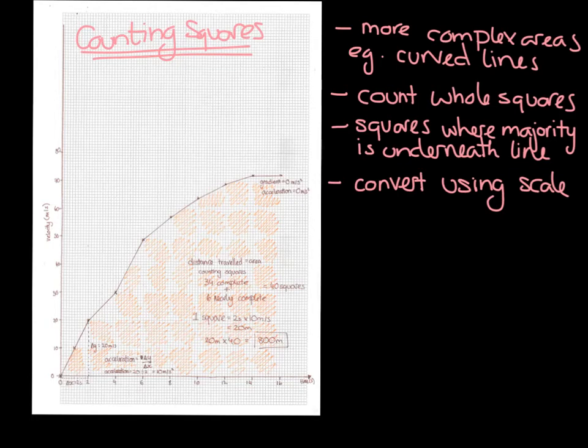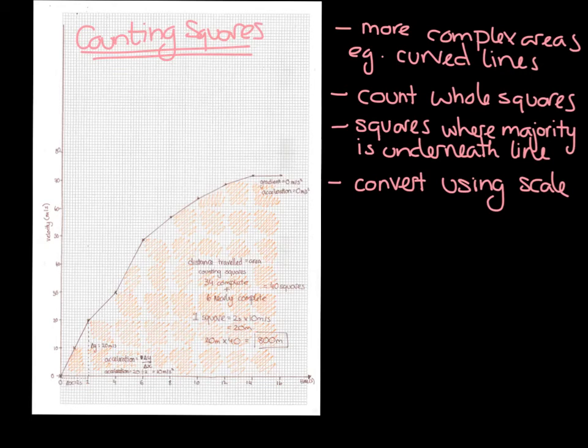If you don't have a nice geometric shape like a rectangle or a right angle triangle, what you can do instead is use the counting square method. We use it if we've got curved lines and more complex areas. First of all, count the whole number of squares, then add in the squares where the majority of the square is under the line. So you've got a total number of squares in this area under the line here.